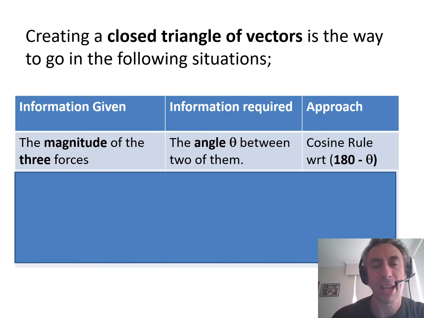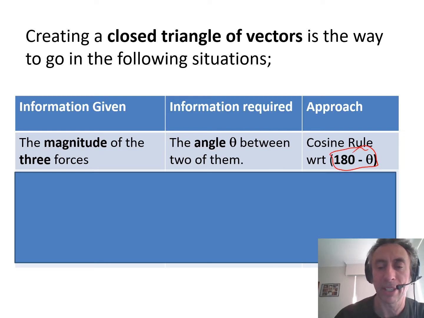All right, hopefully this little table will help you identify when would it be appropriate to analyze the situation of equilibrium as a closed triangle of forces. Well, this is probably the main one. So suppose you've got the magnitude of three forces acting upon a particle. You're not given any information about the angle between them, and you're asked to find the angle between two of the three forces. So what approach would you use? You'd set up that closed triangle and then apply the cosine rule. And of course, using the cosine rule, what you're finding is not the angle between the two forces, but 180 minus that angle. So don't forget that. That's a little bit of a tricky part.